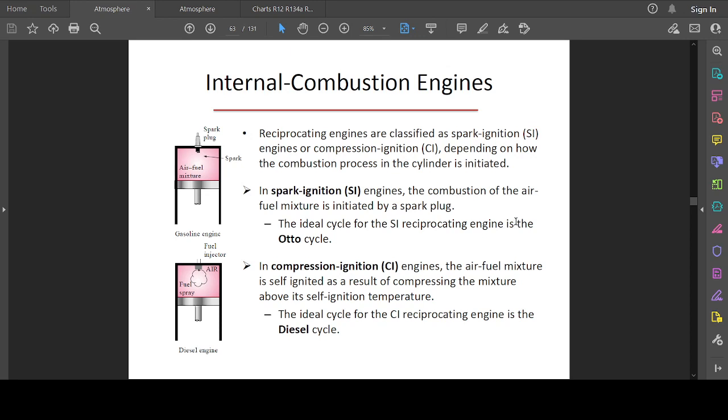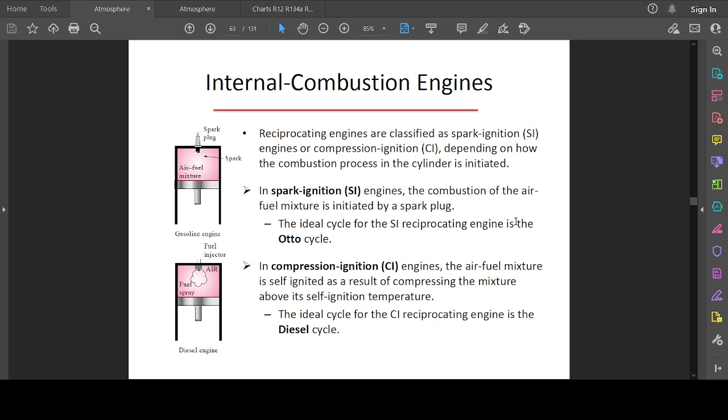So the spark ignition, which is SI engines, the combustion in the engine happens when the air fuel mixture is ignited by a spark plug. Okay, and that's when we know it's a spark ignition process. And the ideal cycle for the spark ignition reciprocating engine is called the Otto cycle. And I think some of you have come across this, even in the experiments you've done so far. So this is referred to as the Otto cycle.